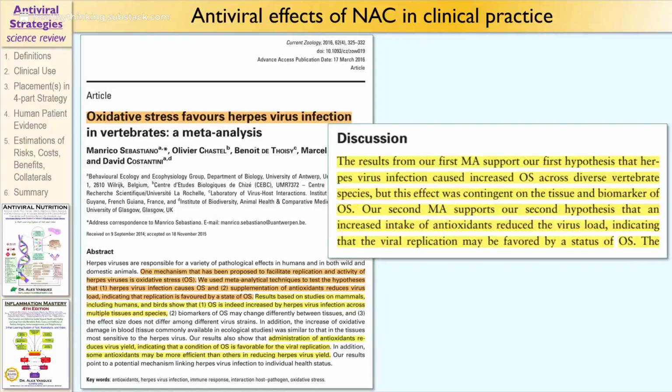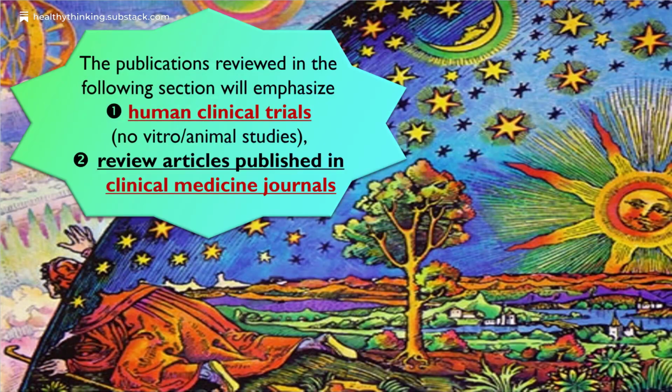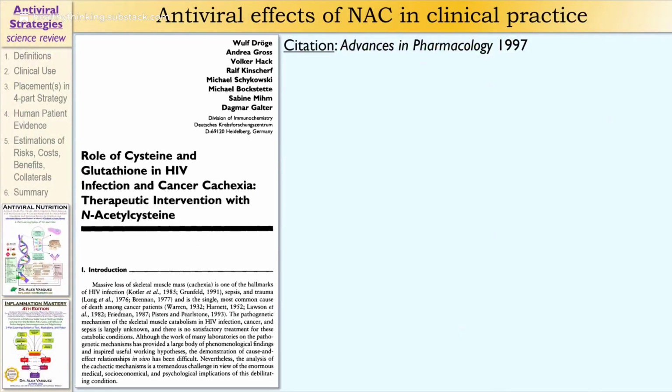So now we're going to start getting into the human clinical research, and in this case I'm going to focus in on human clinical trials and review articles published in clinical medicine journals. So let's start with this one from Advances in Pharmacology. This was actually a textbook, Advances in Pharmacology in 1997.